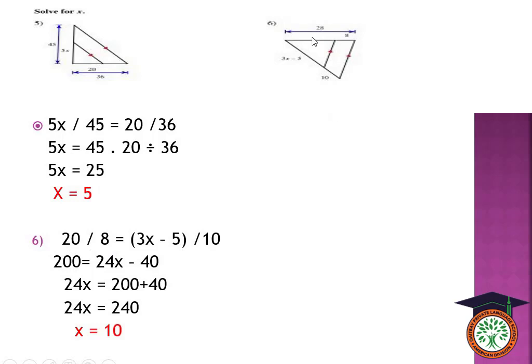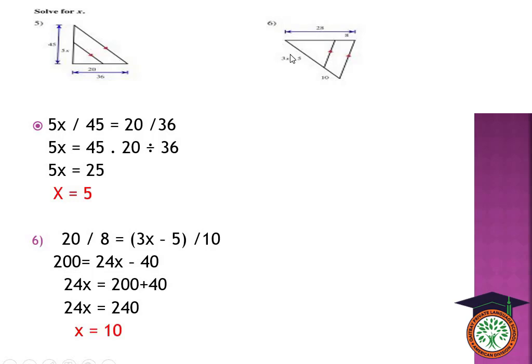Let's write now our ratio. The first ratio is 20 over 8. Very good. Who can tell me what the second ratio will be? Start from here. 3x minus 5 over 10. Very good. Let's start here to make a cross multiplication. So here 200 equals 24x minus 40, and 24x here equals 200 plus 40 equals 240. By dividing by 24, the value of x here equals 10. So this x here equals 10.